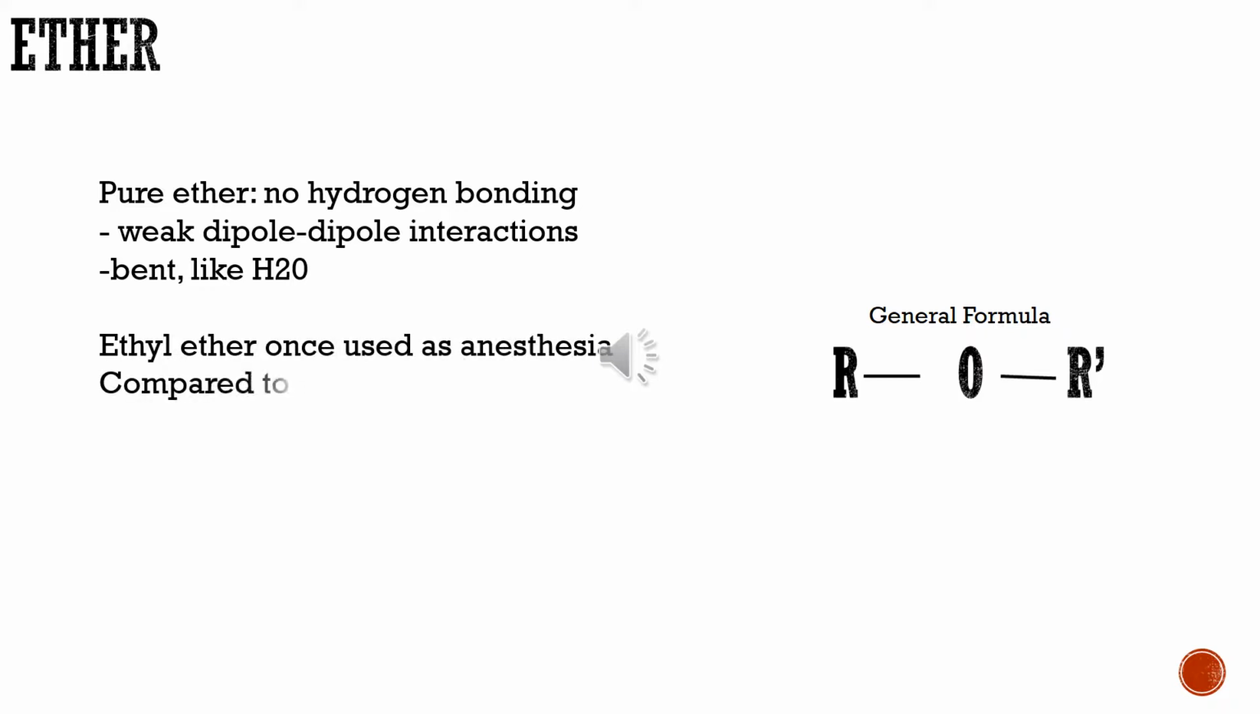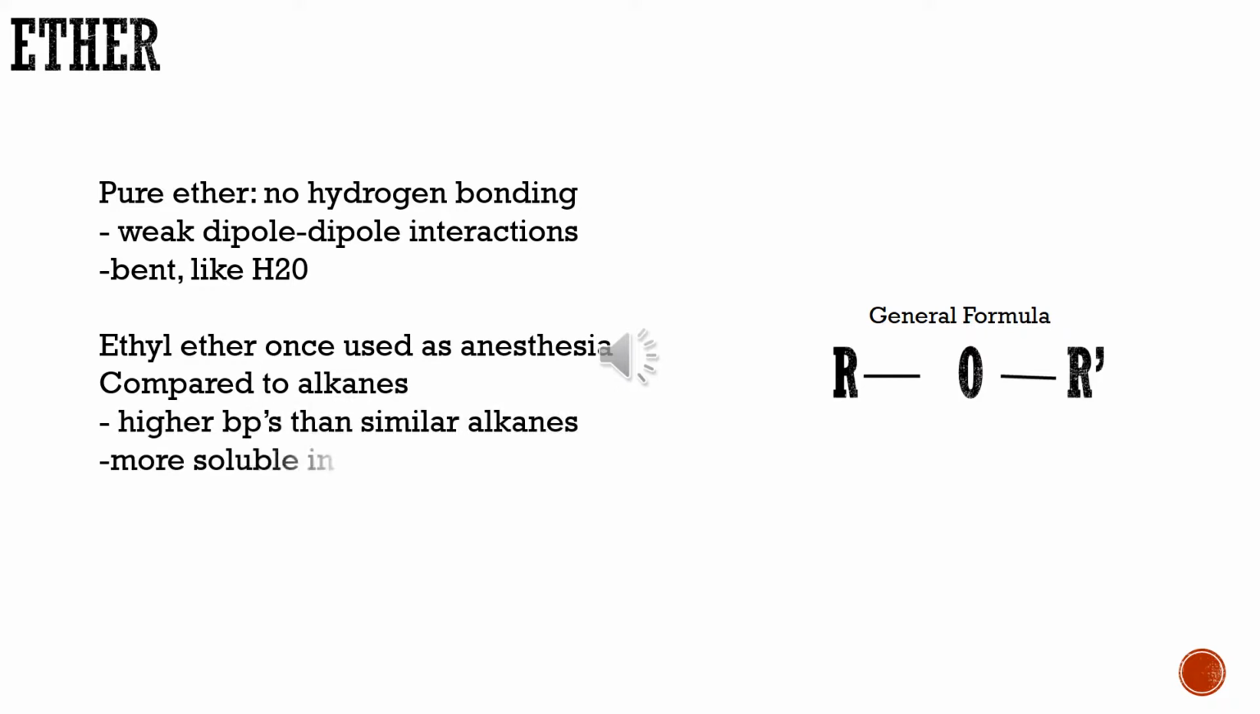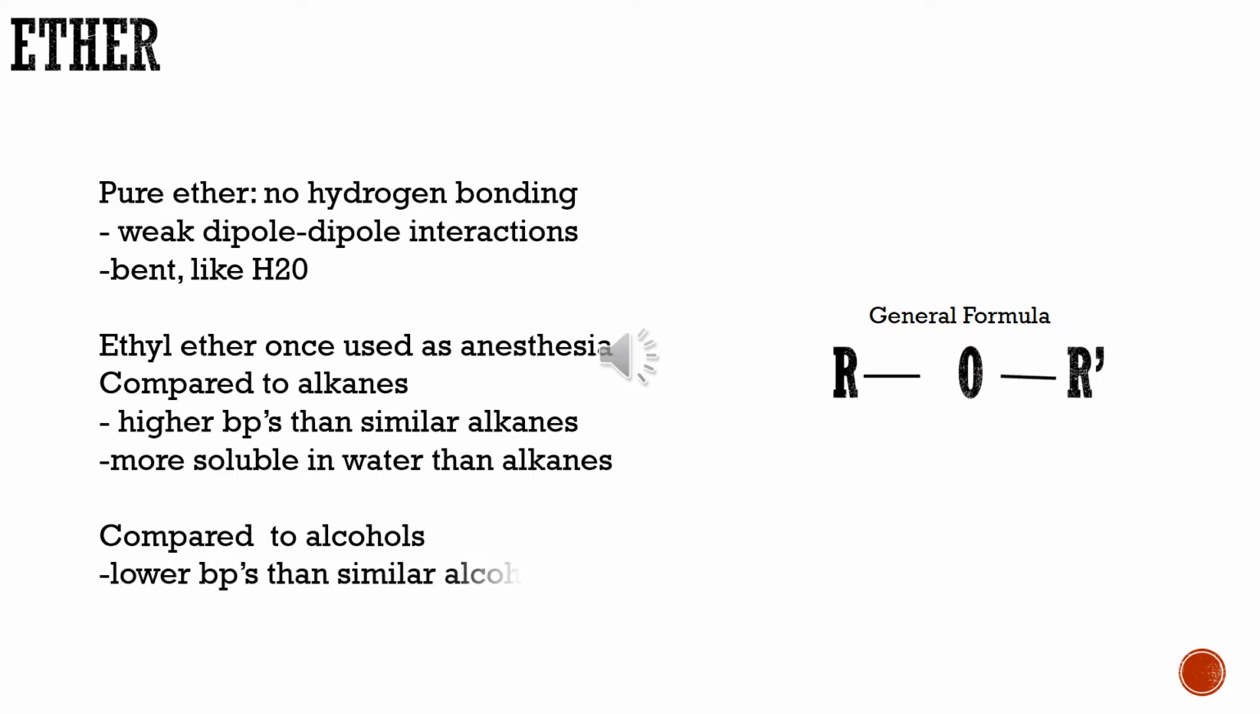Compared to alkanes, ethers have higher boiling points than similar alkanes and are more soluble in water than alkanes. Compared to alcohols, they have lower boiling points than similar alcohols and are much less soluble in water than alcohols. The general formula of ether is R single bonded to O, O single bonded to R.